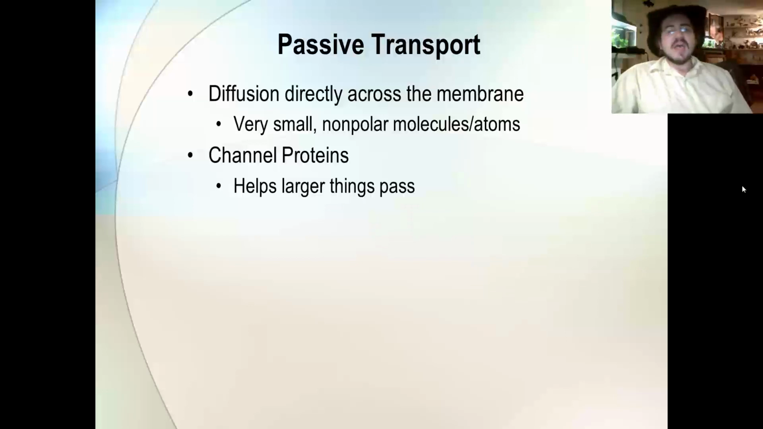Channel proteins help slightly larger molecules to pass, and they help polar molecules to pass. So for instance, ions, which are positively or negatively charged, can't diffuse directly across the hydrophobic interior, so they can use a channel protein to cross. To avoid the hydrophobic interior, the channel protein crosses the entire width of the membrane, and it's just like a little canal that allows things to pass through it.